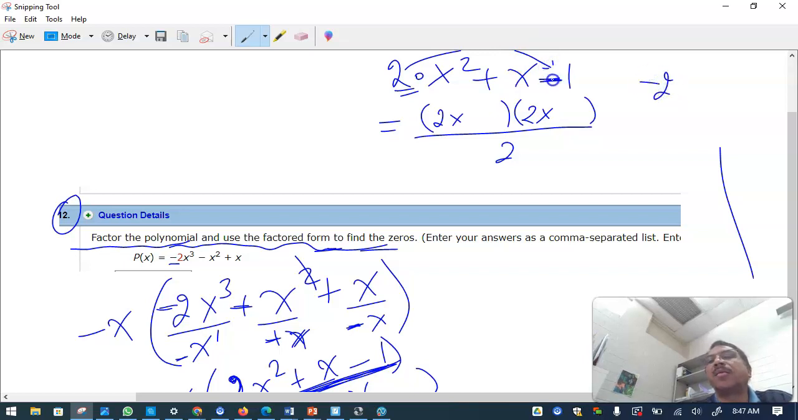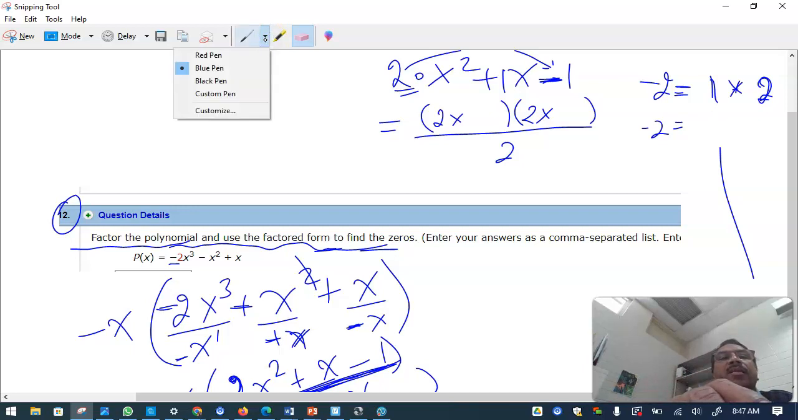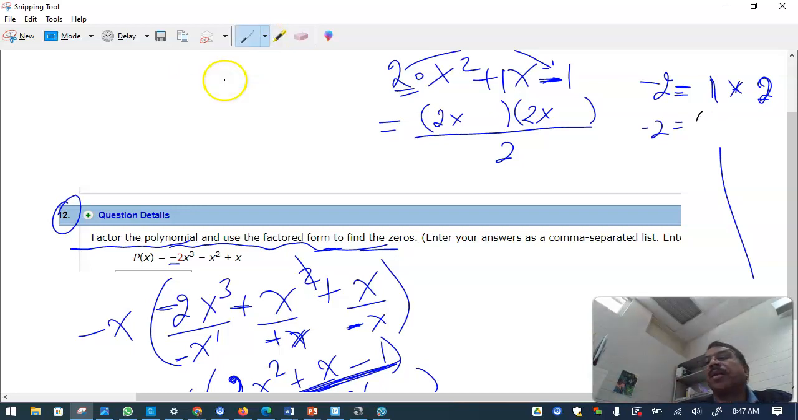And there's a minus. The only factors of 2 are 1 times 2. When you subtract 1 from 2, there's a plus 1 here. That means the 1 has to be negative. So this has to be minus 1, and the other one has to be plus 2.